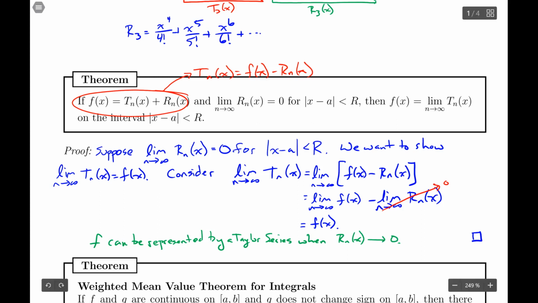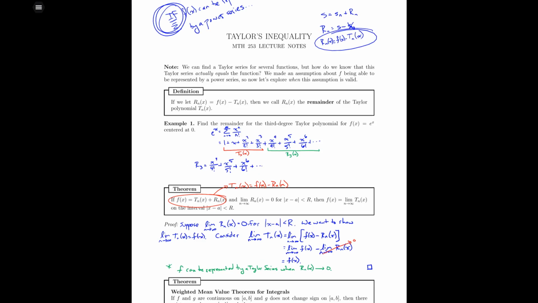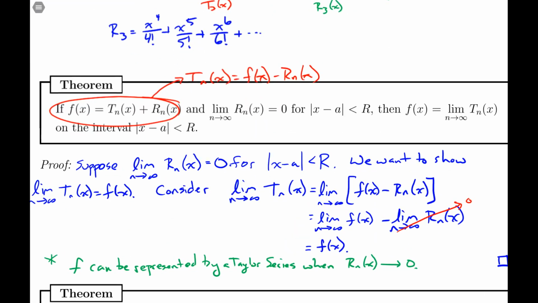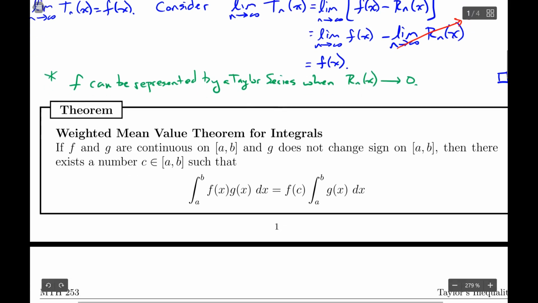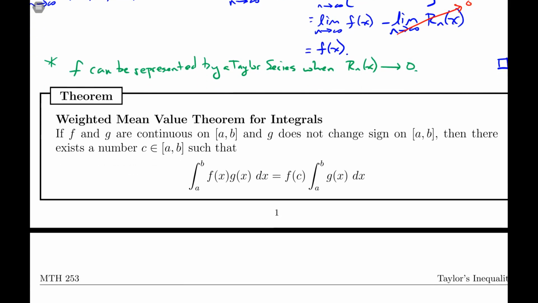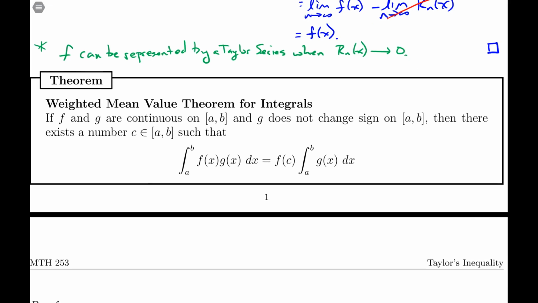In order to do that, we actually need to introduce a little bit more theory. So this is still the open question. We were trying to, again, answer the big question about when can f be represented by a power series, and we've just found that f can be represented by a power series when the remainder limits to 0. So the new question is, when does the remainder limit to 0? As I mentioned, in order to get there, we need to actually take a side step and go with this new theorem, the weighted mean value theorem for integrals.